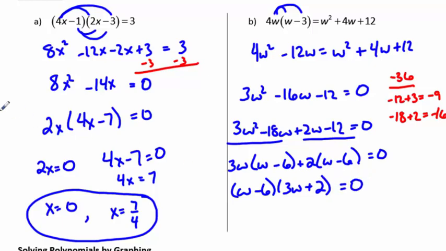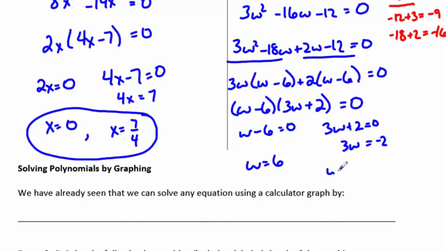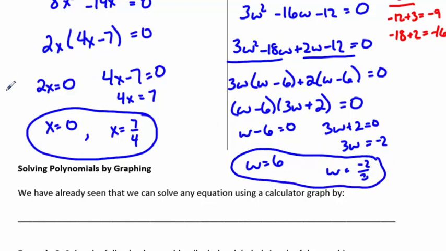Now it's completely factored, so we're ready to set each factor equal to 0. If w minus 6 is equal to 0, you're going to add 6 to both sides and get w equals 6. And if 3w plus 2 is equal to 0, you're going to subtract 2 from both sides, get 3w equals negative 2, and divide both sides by 3. You're going to get w equals negative 2 thirds. So those are my two solutions.